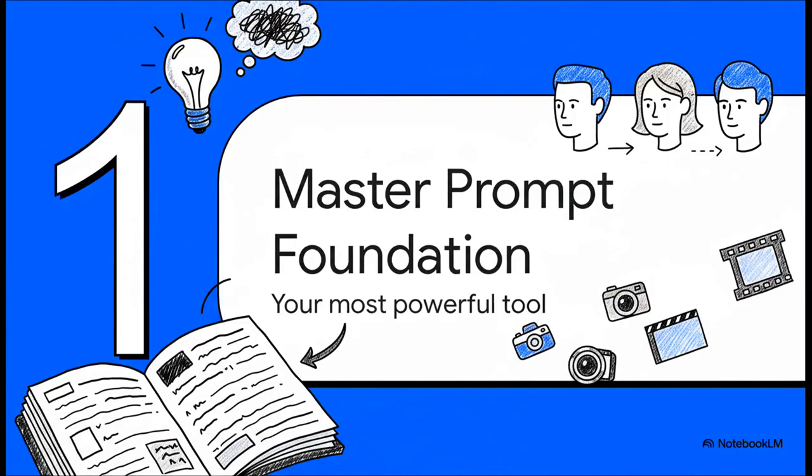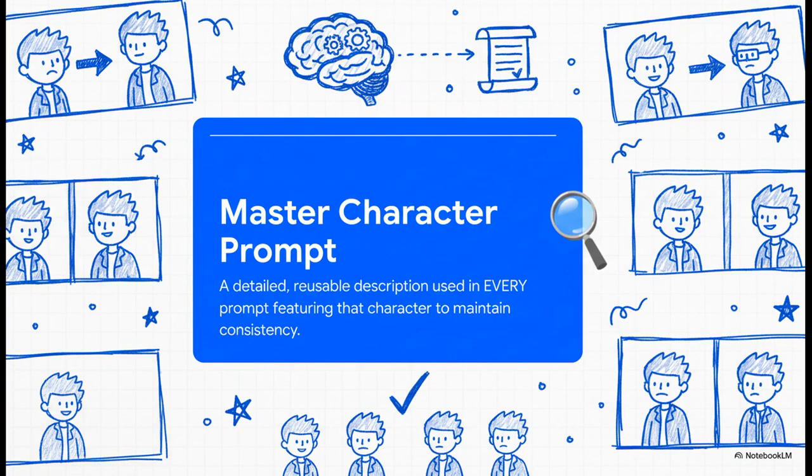All right, first up, the Master Prompt Foundation. Seriously, this is your first and most powerful tool for consistency. If you only get one thing right, make it this. It's the absolute bedrock of everything else we're going to talk about. So what is the master character prompt? Think of it as your character's DNA. It's a super detailed, carefully crafted description that you literally copy and paste into every single prompt that features them. It's the non-negotiable source of truth that you give to the AI.